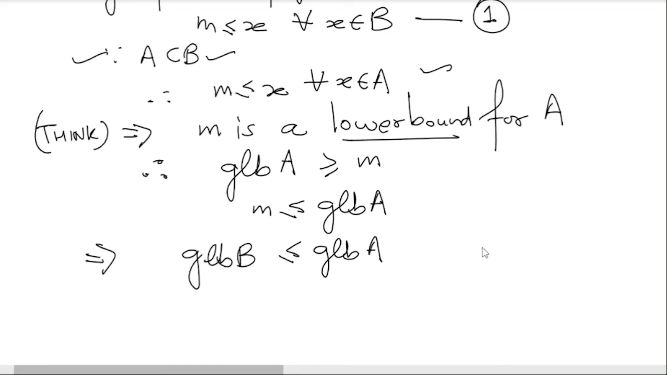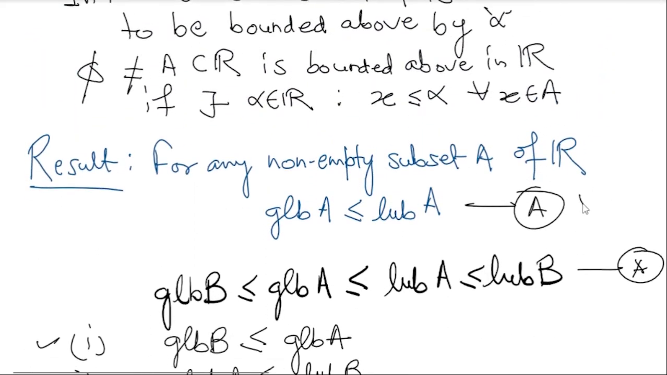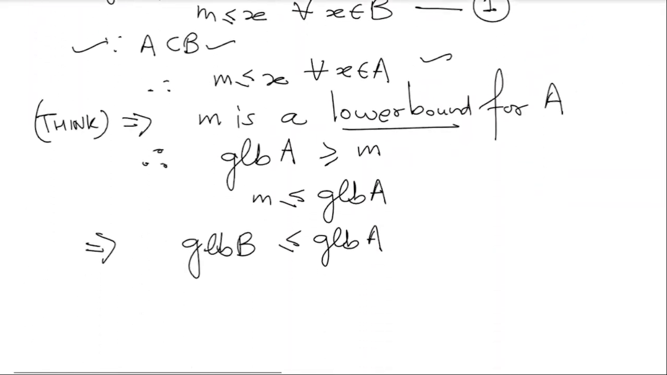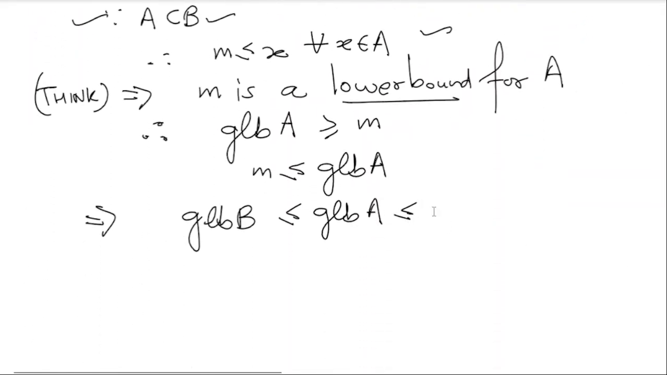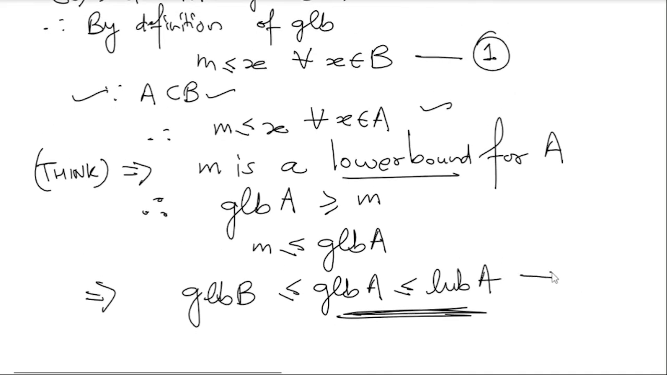And if I use this result that I know, that the greatest lower bound for any non-empty subset A of R is always less than or equal to its least upper bound, I can directly use this and write the least upper bound of the set A. I can combine these two using that result. Fine. So now let me call this equation capital B.